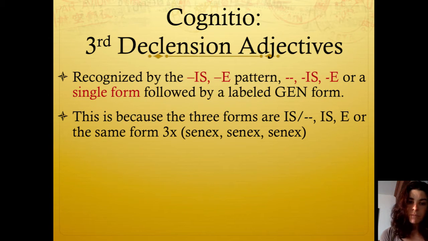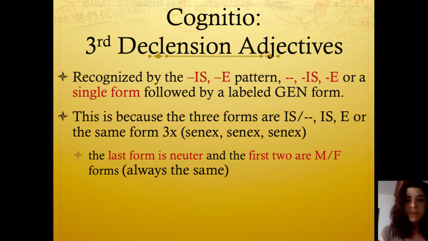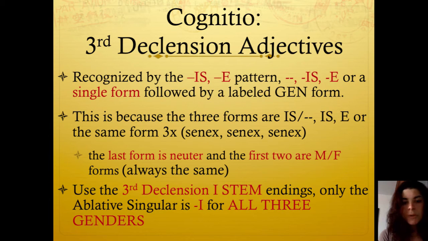So again, it's still three forms, it's just that you're going to have a variation in how it's presented to you, based on the book or the dictionary not wanting to repeat. This is just how you can see it. The last form is neuter. The first two are masculine, feminine. It's always the rule. So third declension adjectives are going to use the i-stem endings that we learned previously. However, the ablative i ending is going to show up for all three genders. So this is going to be a more common pattern that you see as we start working with adjectives more and more in the third declension.